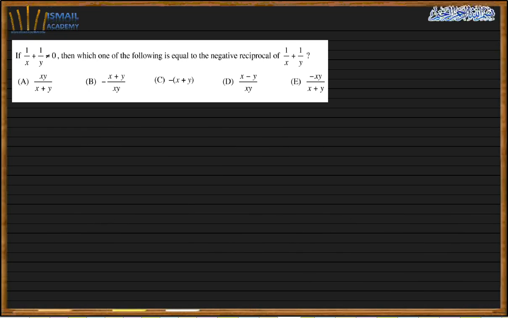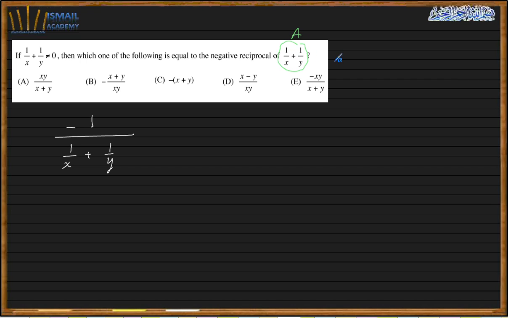Next question. So of this whole expression, I'm going to assume this whole expression is my a. So if they ask me for the negative reciprocal, that means it's minus 1 over a. Then I will write down the whole thing under the denominator. Now I just need to simplify this.